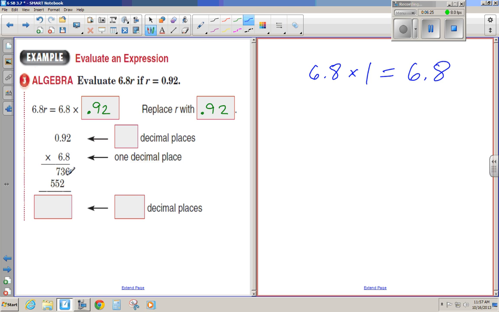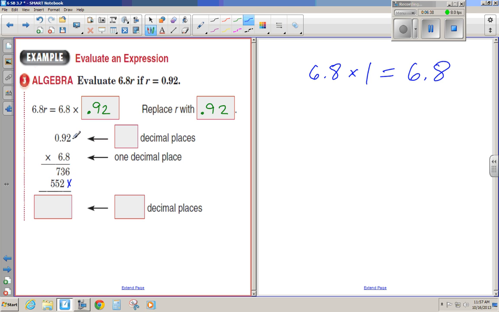2 times 8 is 16. 8 times 9 is 20. No, it's 72. Plus 1 is 73. I'm going to put an X here because that's how I do it. 2 times 6 is 12. Carry the 1. That's 54 plus 1, 55. So when I add this, that's 6, 5, 12, 6. So my answer is estimated at 6.8.